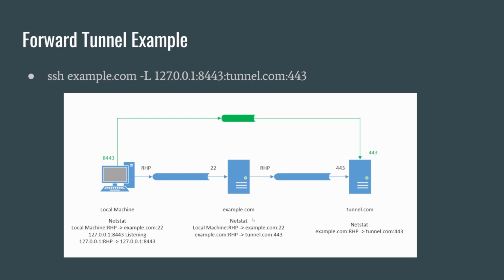On example.com, you're going to see the connection from your local machine connected on port 22. And since example.com is the one actually establishing the connection to forward the tunnel, you're going to see example.com random high port going to tunnel.com on port 443. And then if you look on tunnel.com, you will only see the connection from example.com. You won't actually see the tunnel, even though the data and information coming across in this connection will be from your local machine.